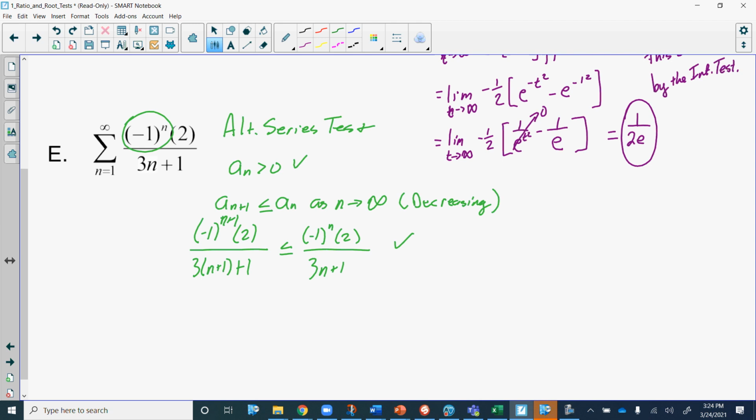And the last thing that we really checked for, we would look to see, does the limit equal 0? So here, the limit as n approaches infinity, we kind of ignore the negative, alternating term, and so I'm going to just look at it as 2 over 3n plus 1, and that very clearly does go to 0. So I would say yes, this converges by the alternating series test.